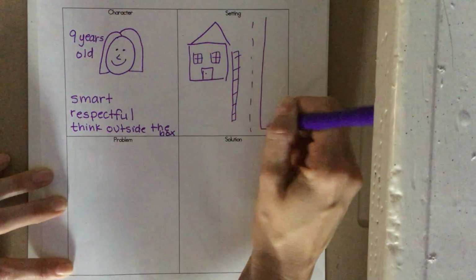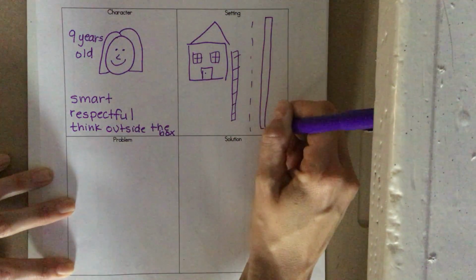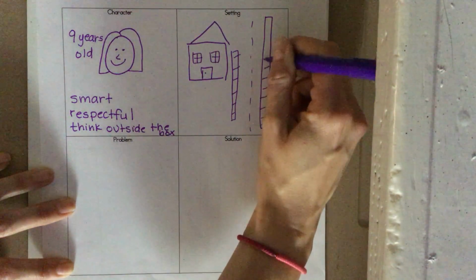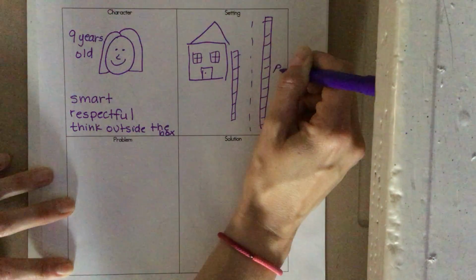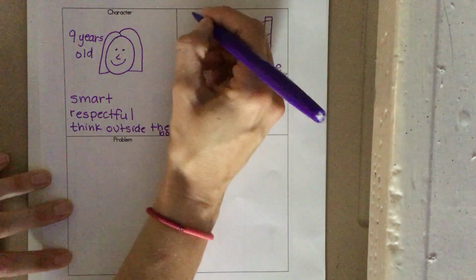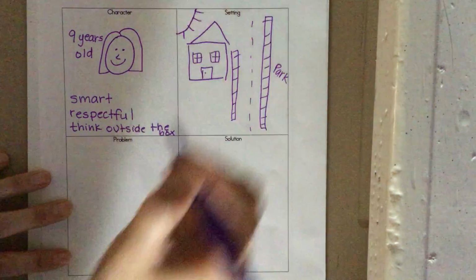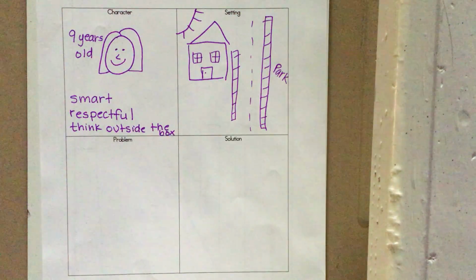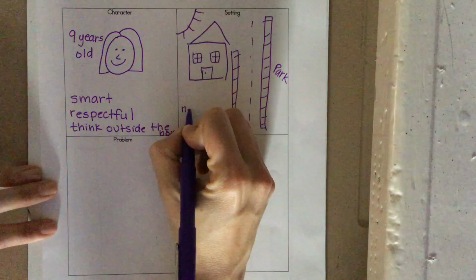And I'm thinking that on the other side of the street from where my character lives, I want there to be a park. I know that I want my setting to be during the day, so I'm going to draw a sun. The setting of my story is going to be in the girl's neighborhood.